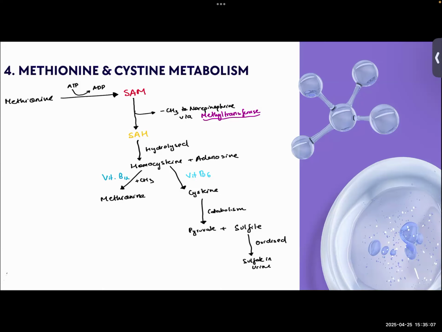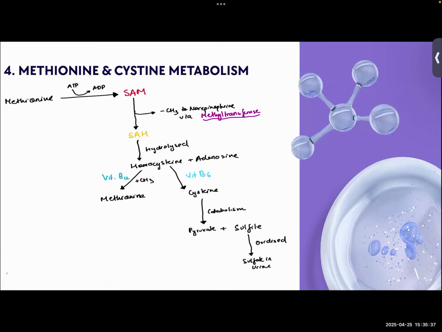Once you have SAM, SAM is a very powerful molecule. And because it's powerful, it's unstable. So for it to become stable, it gives away its methyl group to any compound. In this, the example I gave was norepinephrine. So let's say SAM donates its methyl group to norepinephrine, and the enzyme that's responsible for catalyzing this reaction is methyltransferase. It's, again, self-explanatory because of the name. Methyltransferase transfers the methyl group.